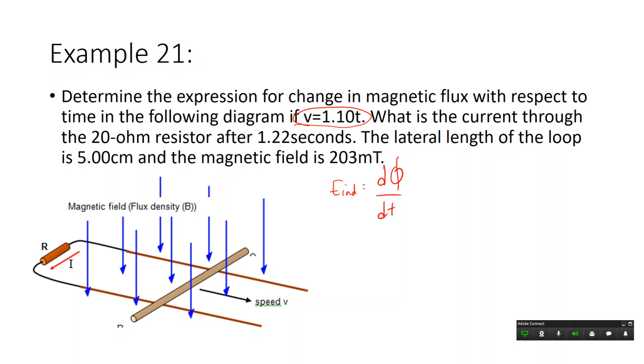And if that were the case, then it could be the change with respect to time of B times A. And because they're perpendicular, I don't have to worry about direction. It's just going to be B times A. And which one of these is constant, B or A? B. Okay, so then we can write down that B times the change of area with respect to time is going to give me my induced EMF.